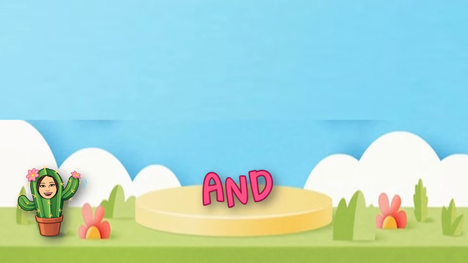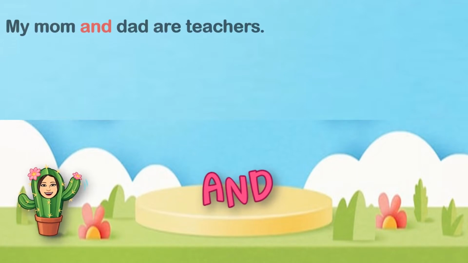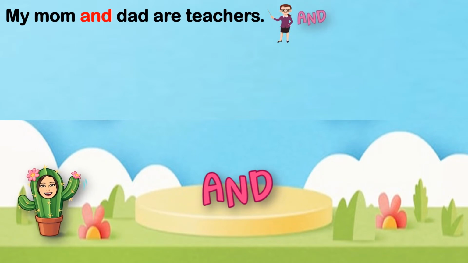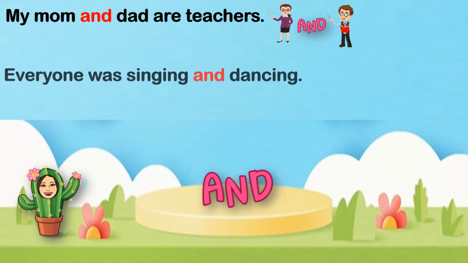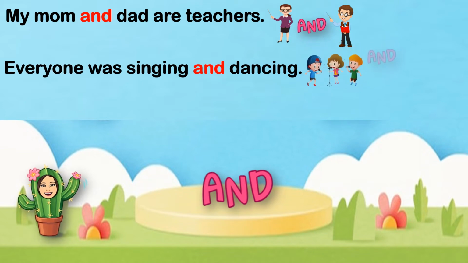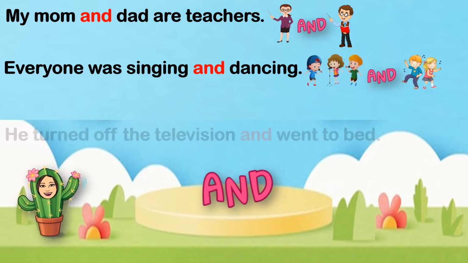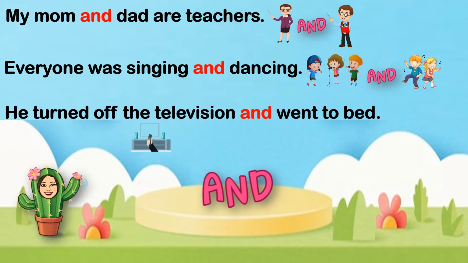More examples of sentences using the conjunction and. My mom and dad are teachers. Everyone was singing and dancing. He turned off the television and went to bed.